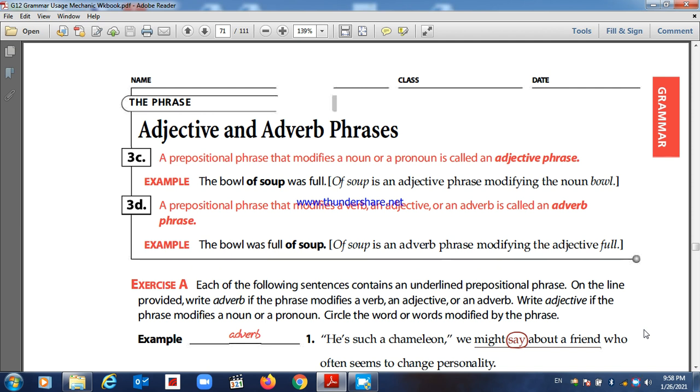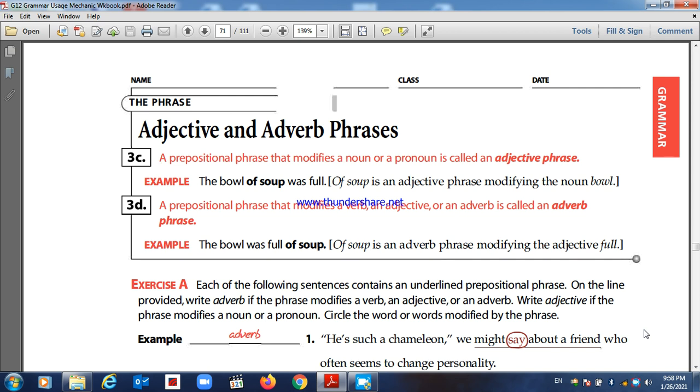Now, a prepositional phrase that modifies a noun or a pronoun is called an adjective phrase. So, prepositional phrase adjectival. The bowl of soup was full. Where is the prepositional phrase here? Of soup. It starts with the preposition of.